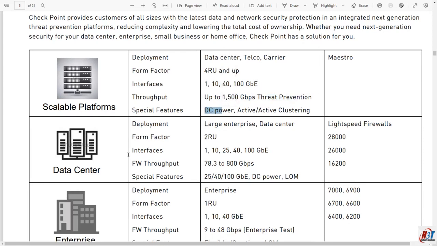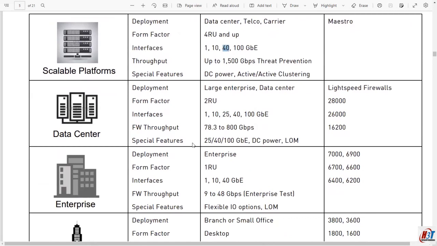Now for the data center users, or the type of data centers, what kind of deployment you have, these are called large enterprise or data center. These are called light speed firewalls, and the form factor that you get is 2 rack units. And these are the models basically that start with the 28x, 26x, and 16200 series, right? Now the interfaces are almost the same on all the types of deployments, but sometimes somewhere you might get an extra type of interface. For example, here you can see the 25 Gbps. Now here you don't have it.